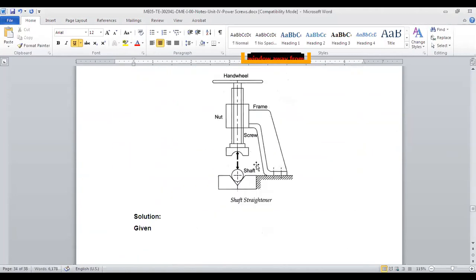This is a shaft straightener. Sometimes shafts bend, and we have to straighten them. So we have to put a force, a load, on top of it, and with that we straighten the shaft. The straightener has a V groove in which the shaft will reside, and we push it with a force using the hand wheel. So this is the diagram of the shaft straightener.